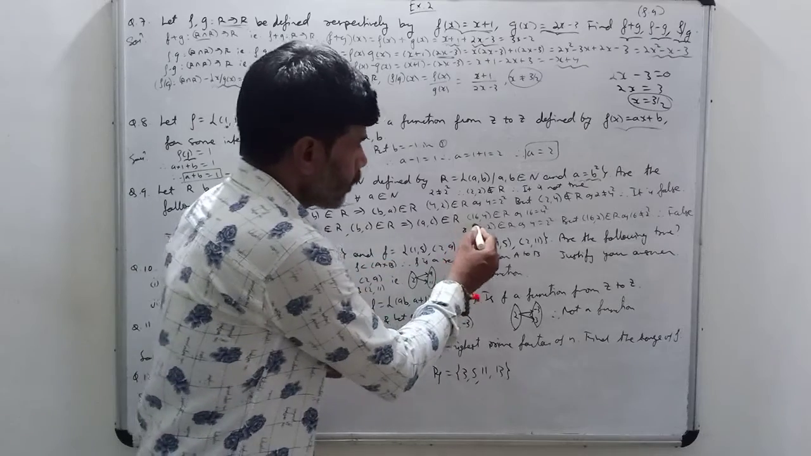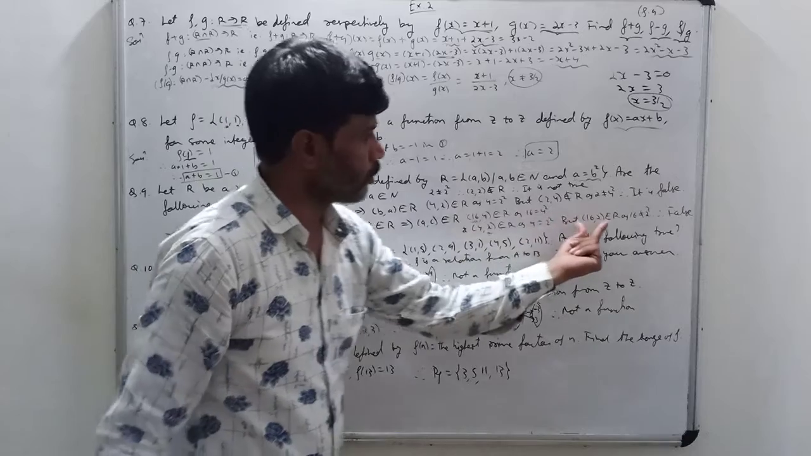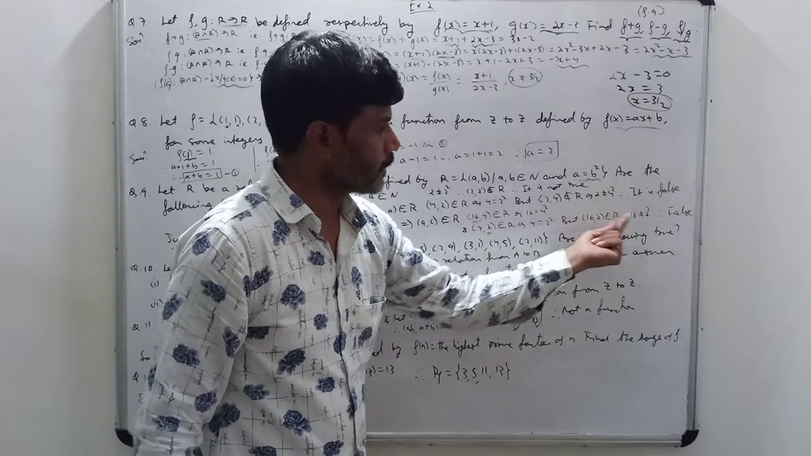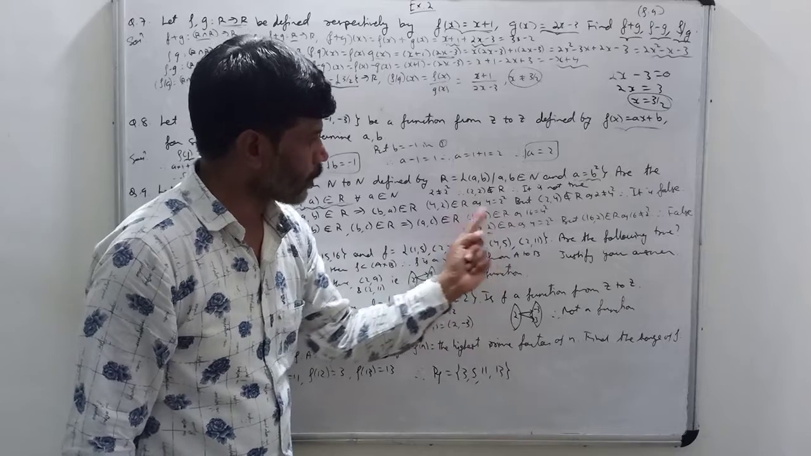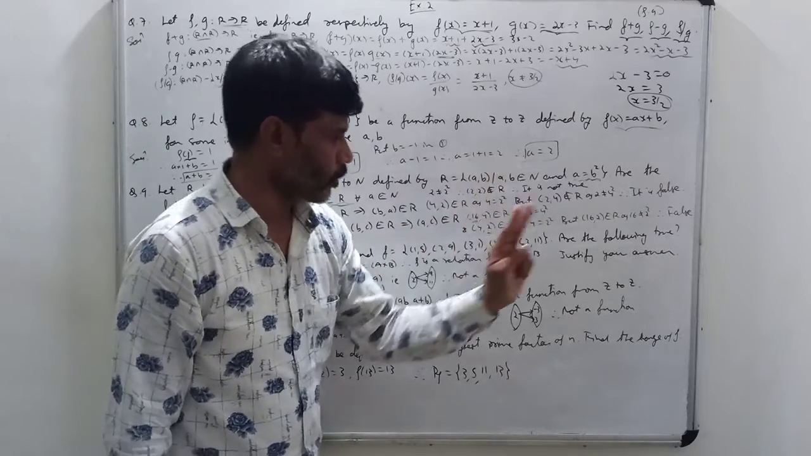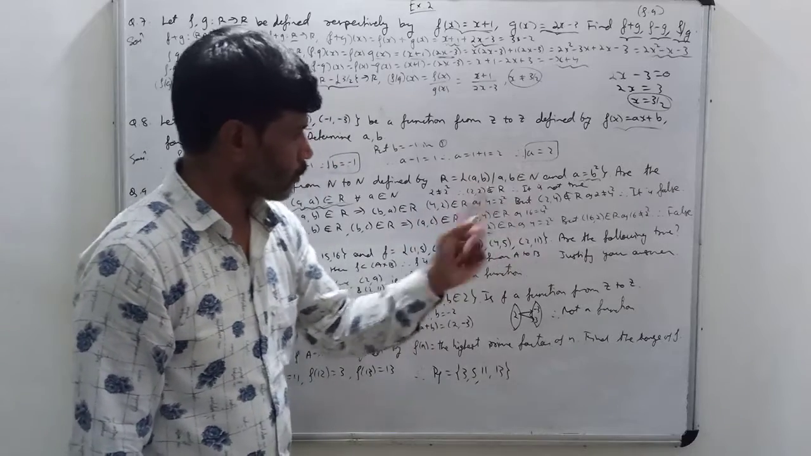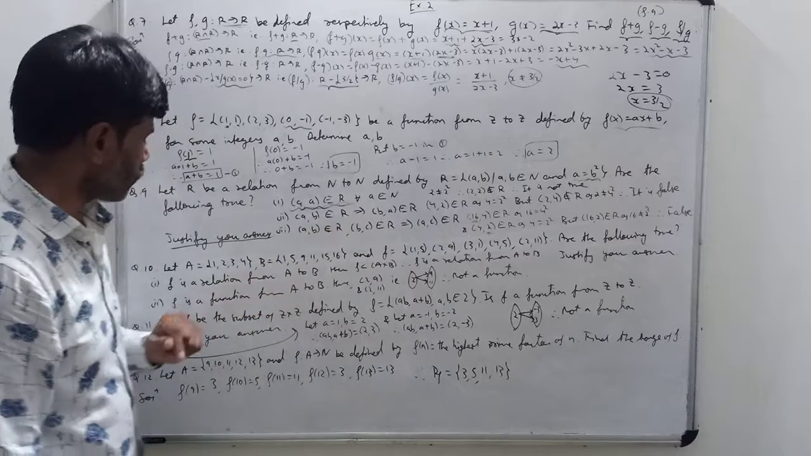But (16, 2), does it belong? Is 16 equal to 2 squared? No. It means AB belongs to R, BC belongs to R, but AC does not belong to R. Means (16, 4) belongs to R, true. (4, 2) belongs to R, true. But (16, 2) does not belong to R. Therefore this statement is also false.